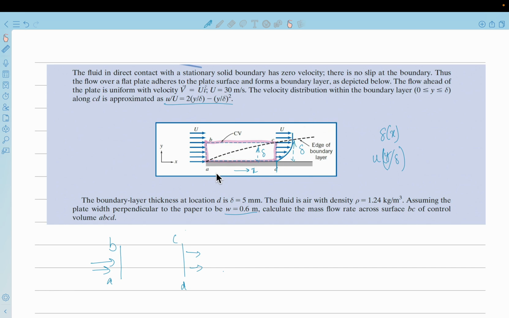Yeah, so we are concerned with the mass because there is some mass influx and some mass outflux. Mass cannot accumulate over here, so it has to move out of BC. So there will be some movement out of here, and there will be a velocity with which the fluid moves across BC. So that's the velocity we have to find. Is this clear? Any questions on the problem setup?